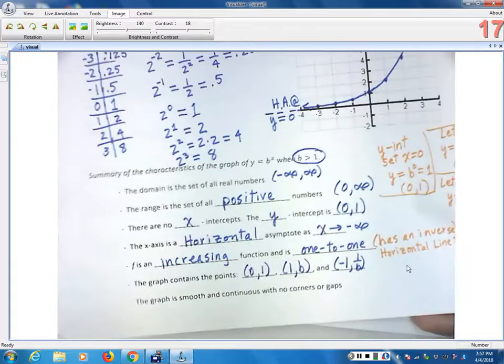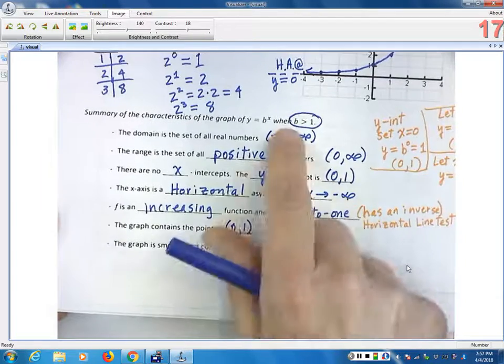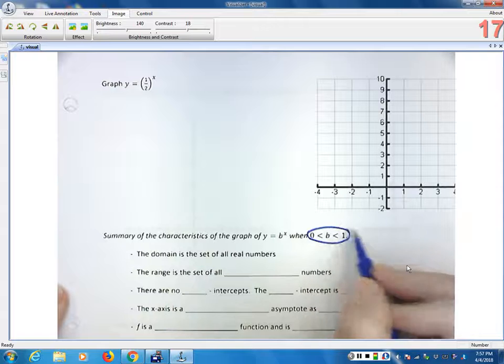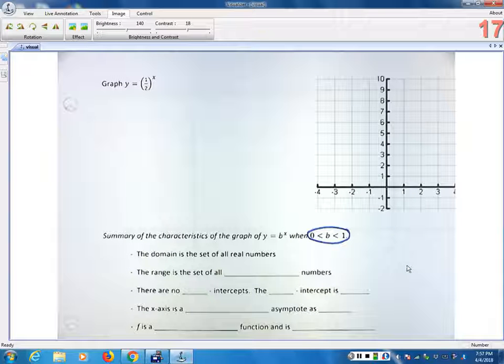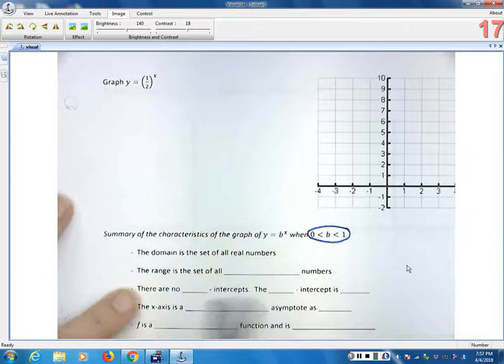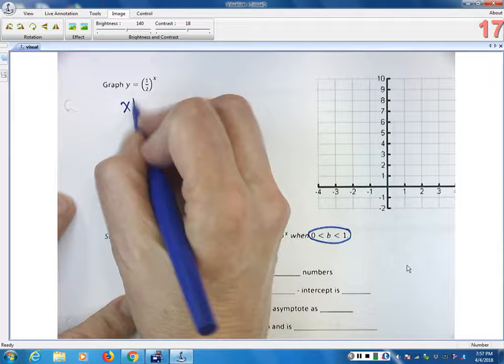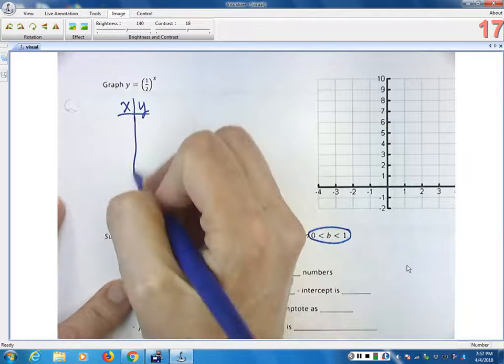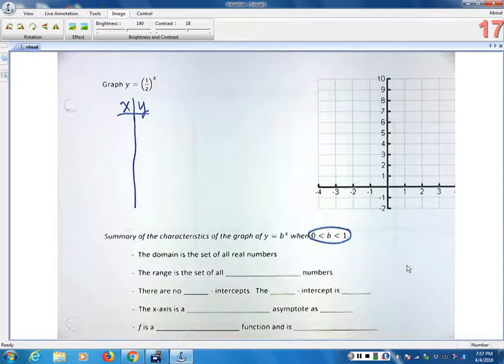All right, so that's when b is greater than 1. We're going to graph an exponential when b is between 0 and 1. This is the other case. b can be greater than 1 or between 0 and 1. So this is an example. We're going to make an xy table.